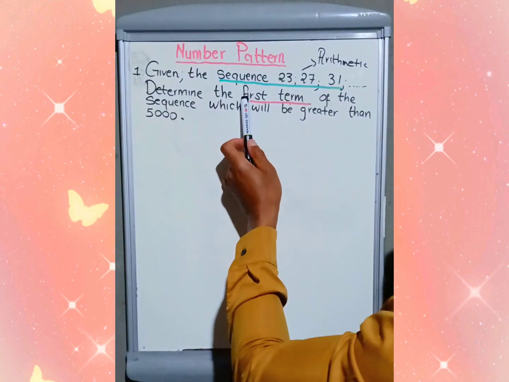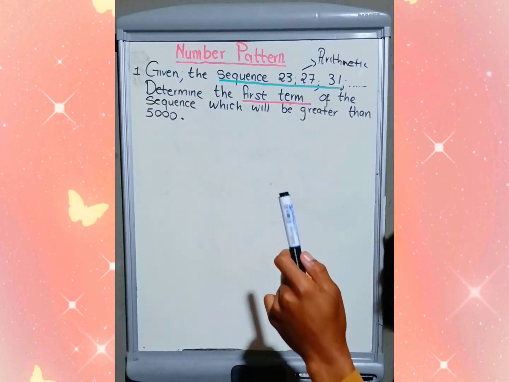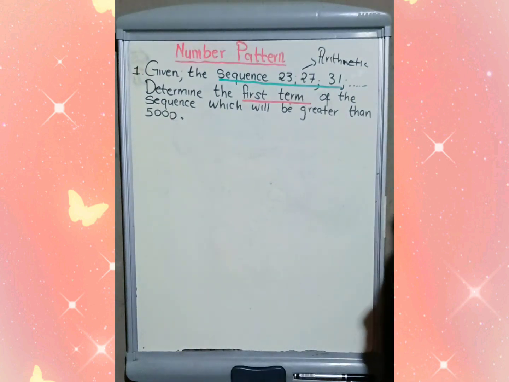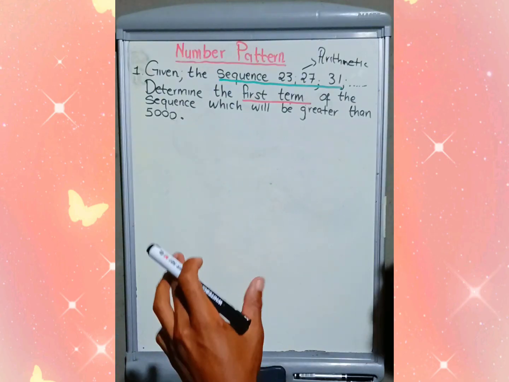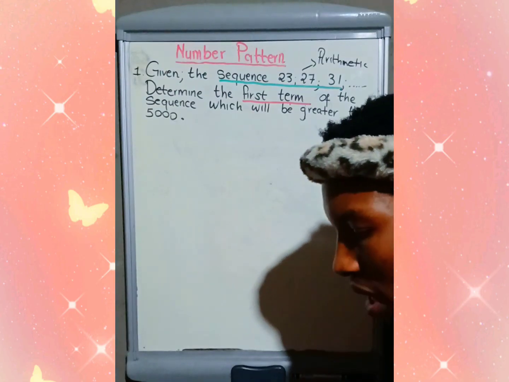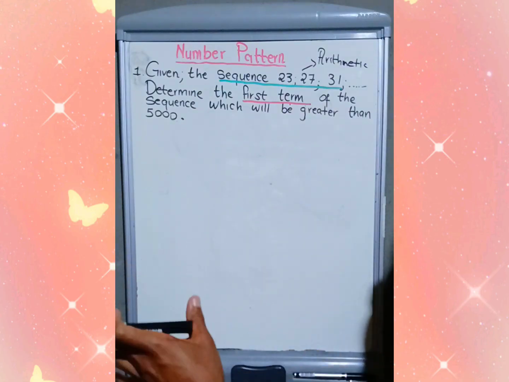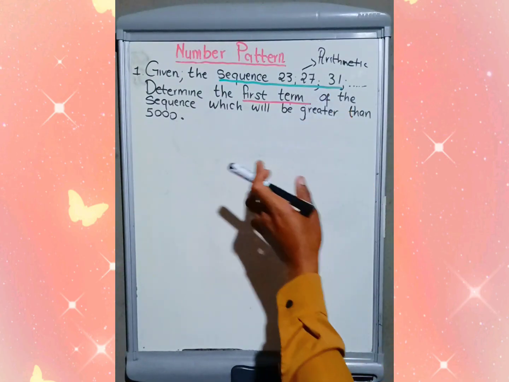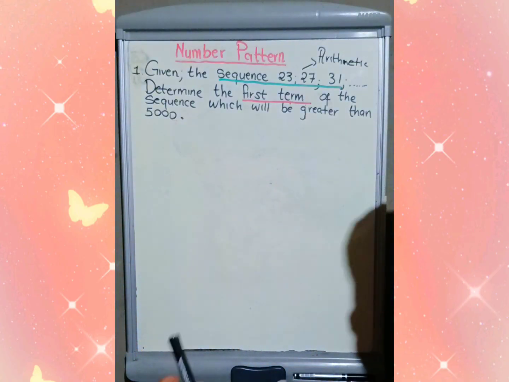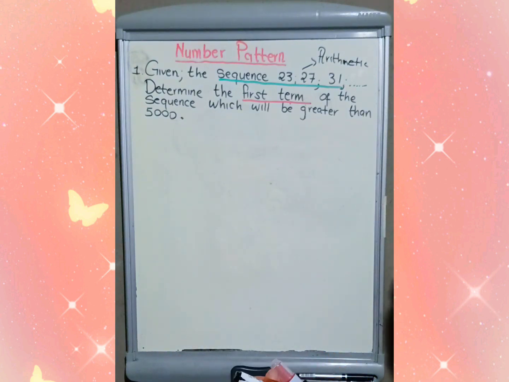If they are just saying determine the term, what is the term in the sequence? The term is whereby we are talking about the nth term, the number that is in a given position. I don't know if that is making any sense. Let's make it make sense.